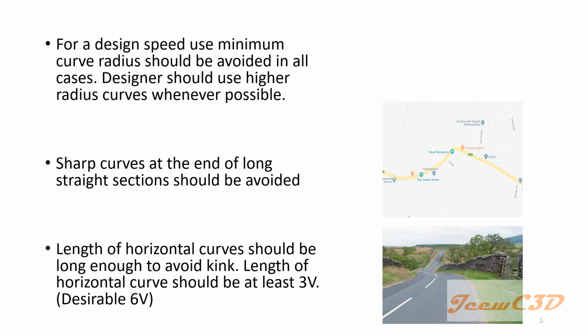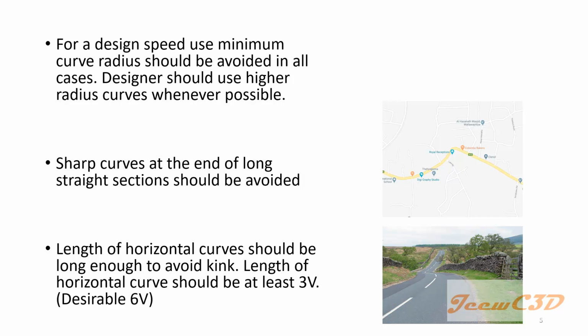Then you have to use a sufficient horizontal curve length to avoid the view of a kink. So it says you have to at least use 3V for your horizontal curve length. 3V means if your design speed is 100 kilometers per hour, your curve length should be at least 300 meters, like that. So that is how to use the curve length, but that should be the least value.